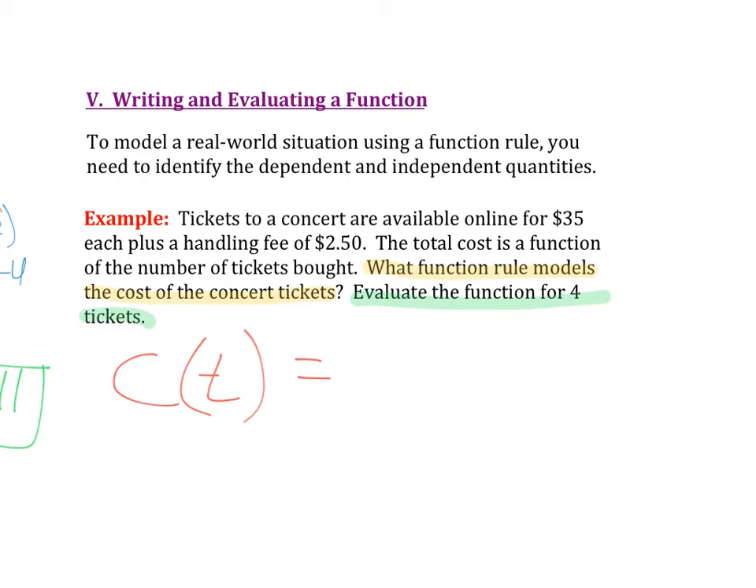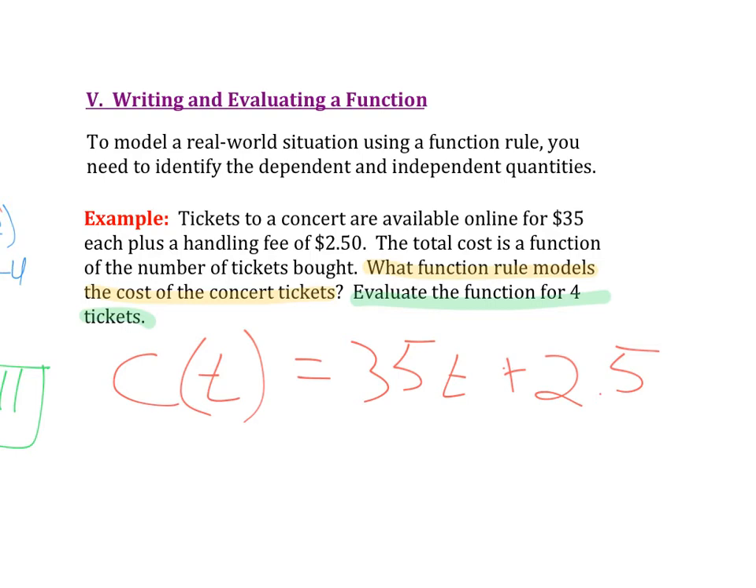Now, when I'm writing my function, it's $35 per ticket, and then a handling fee of $2.50. So 35 per ticket, all tickets were represented with t, plus 2.5 to represent that handling fee. Little side note, be careful when you're writing t's, because sometimes they can look like pluses. That's why you'll notice I always put a little tail at the end of mine.